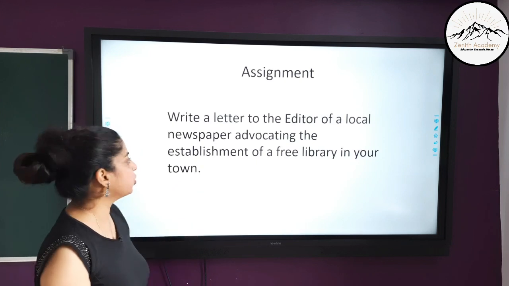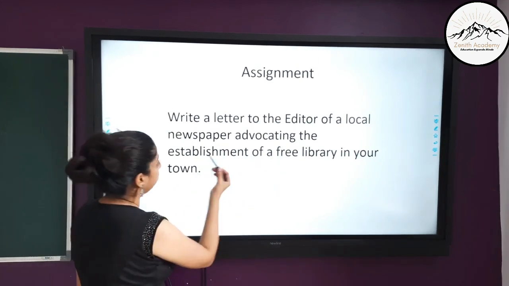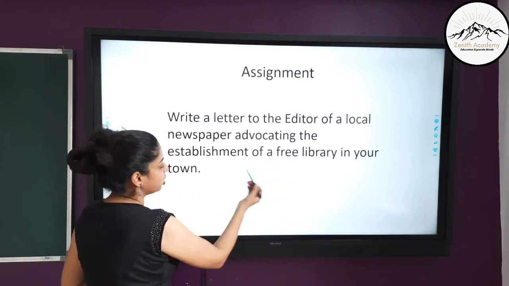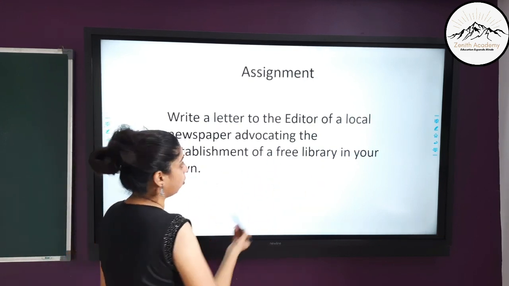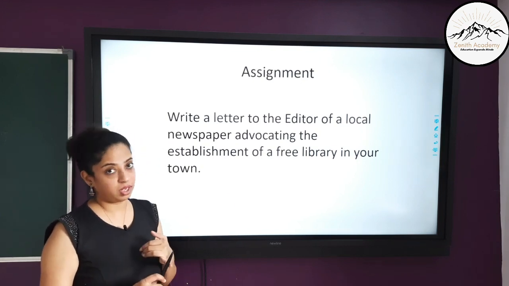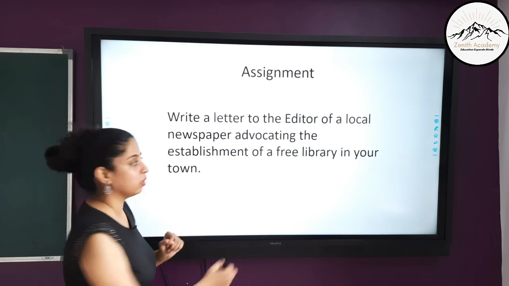Also there is one more question. Write a letter to the editor of a local newspaper. So it is for editor. Advocating the establishment of a free library in your town. So I have given you two questions. One was letter of inquiry. Second is letter to the editor.